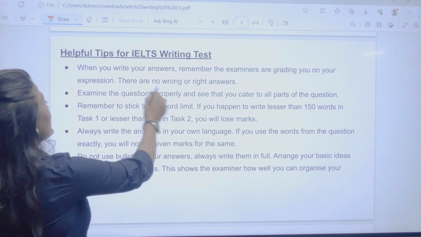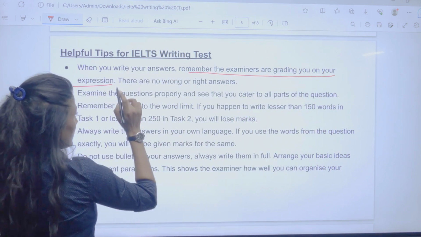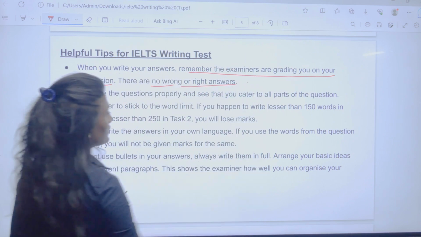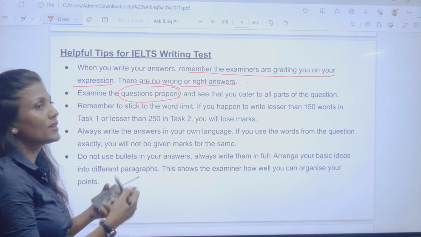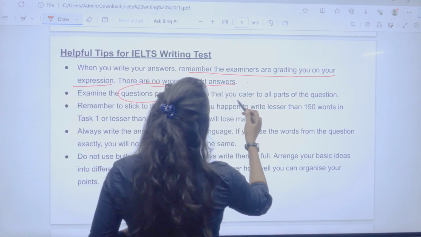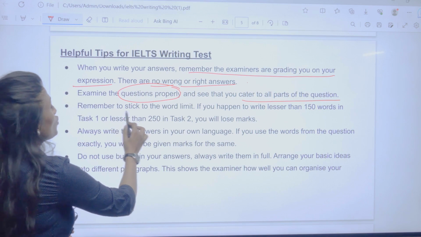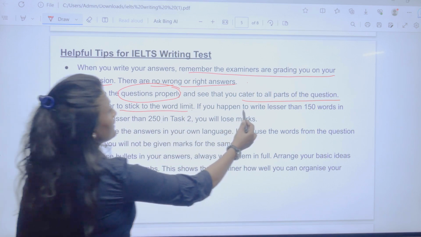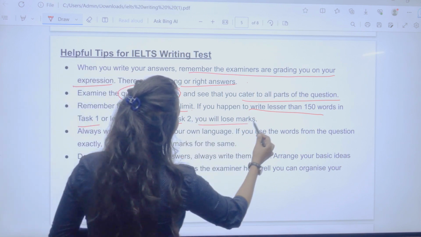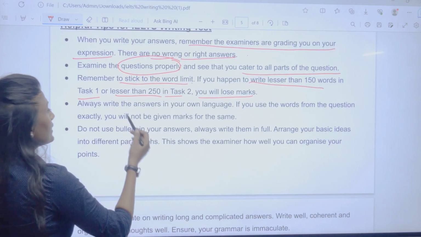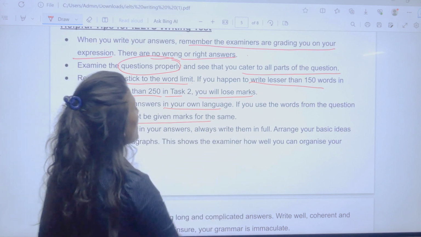Now you will see when you write your answer, remember the examiners are grading you on your expression. There are no wrong or right answers. Okay? Examine the questions properly. So you need to understand what is being asked of you. And then you can see all parts of the question. Remember to stick to the word limit. If you happen to write less than 150 words in task 1 or fewer than 250 words in task 2, you will lose marks. Always write the answer in your own language. If you use the words from the question exactly, you will not be given marks for the same.